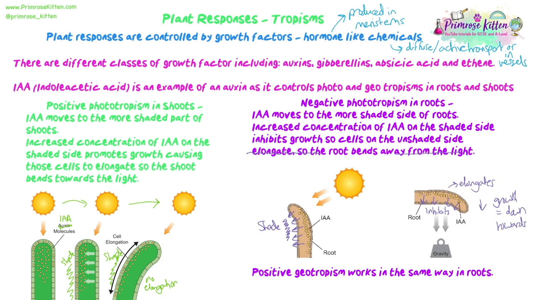So mainly the thing to remember here is to think about where the IAA is going. If it's moving, it's always moving to the shaded side or the side that's pulling down with gravity. But in shoots, it's promoting the elongation, so it will bend towards the light. In roots, it's inhibiting elongation, so then we bend away from the light or we bend down towards gravity. So that's the thing to remember. In shoots, IAA is promoting elongation. In roots, it's inhibiting elongation on that side, and therefore the elongation occurs on the opposite side and we get bending away.